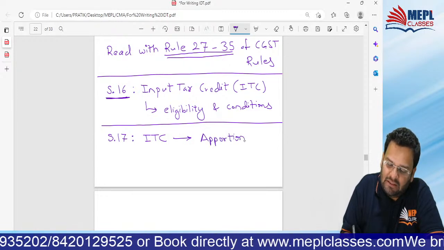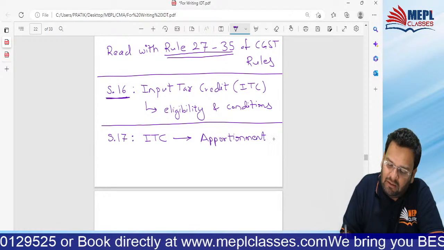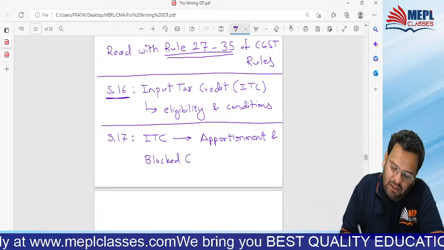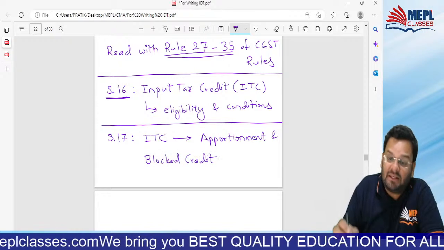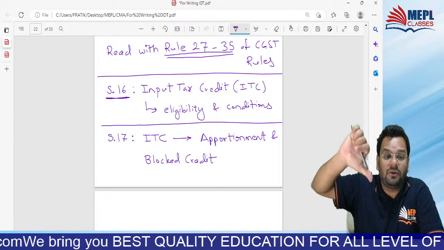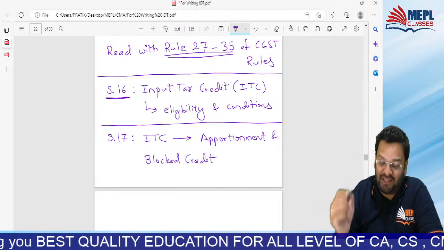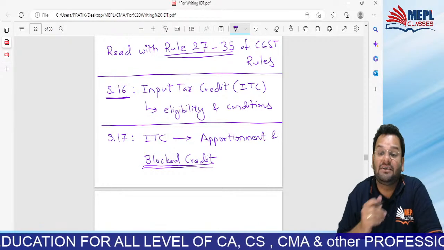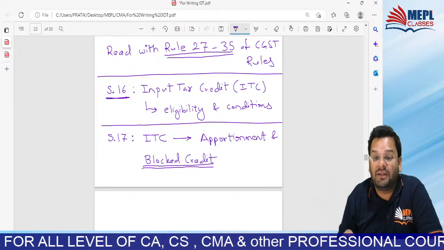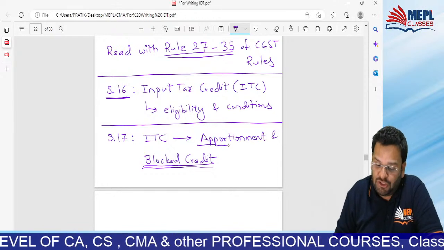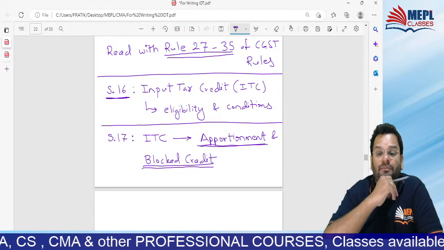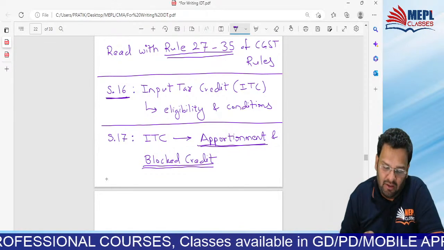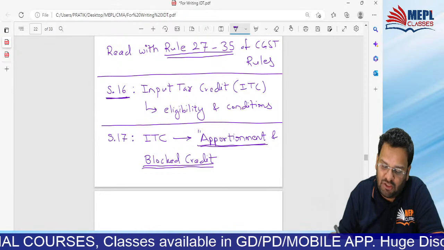Section 17 is ITC apportionment and blocked credits. Means in certain cases ITC is not allowed. Now what exactly are those cases in which ITC is not allowed? Those are discussed in blocked credit. And apportionment means sometimes you will not get the entire ITC. That is discussed in apportionment.